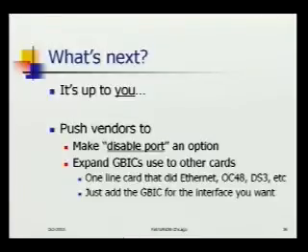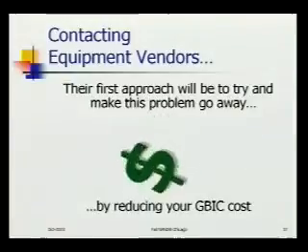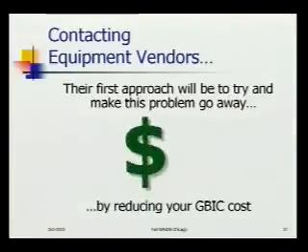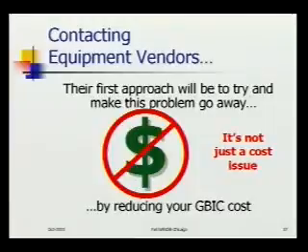I'd like to see OC48s use the GBIC technology so that you could plug in long reach and short reach or whatever you want, without having to buy those up front on the card. And ideally, in the future, I'd like to see one card that supports a number of different interface types, and you could just put in the GBIC that you needed. If you want to contact the equipment vendors, one thing I should warn you about is that their first approach to make you and this problem go away will be by reducing the GBIC cost. That's what they did for us. But hopefully, as I've shown you, it's not just a cost issue.